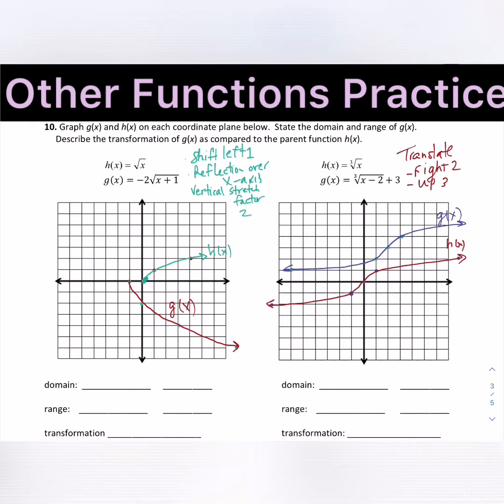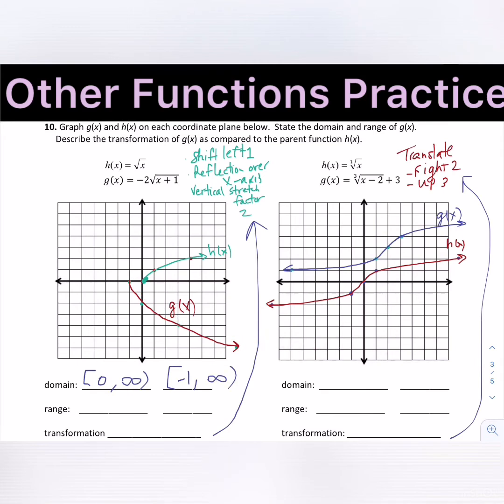All right, let's talk about domain and range of these functions. So the domain of h of x, we actually already did the transformation, so I'm not going to rewrite that. But let's just talk domain and range. Domain of our first function is greater than 0, so from 0 to infinity. And the domain of the g of x function went from negative 1 to infinity because there was a shift left 1. The range started at 0 and went up to infinity. And this one starts at negative infinity and goes all the way up to 0.